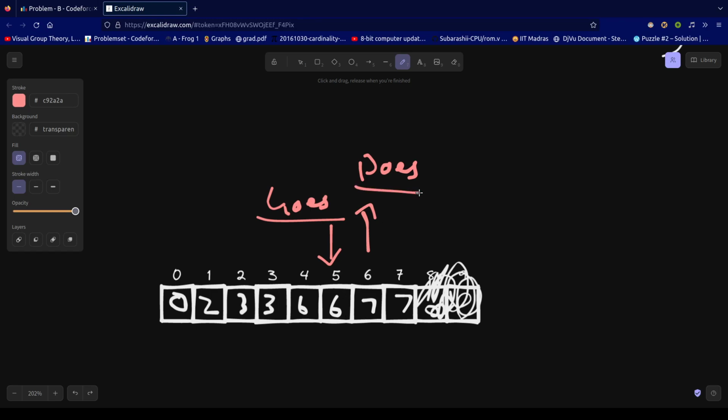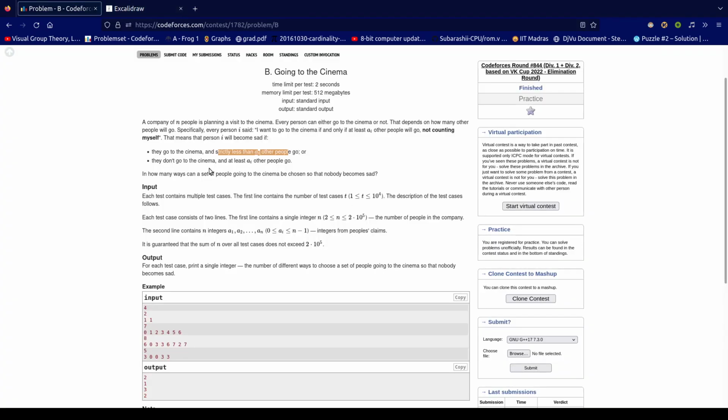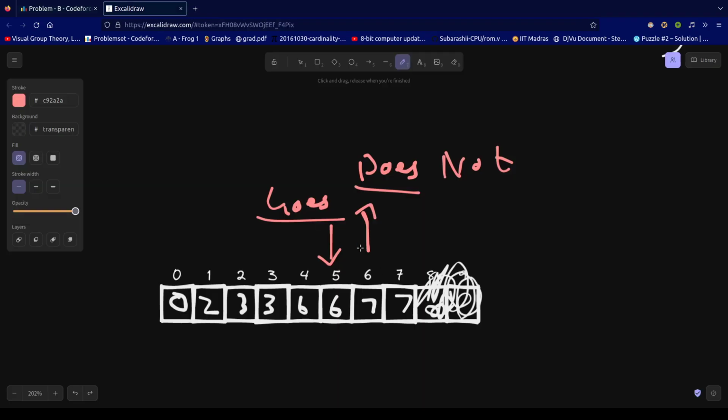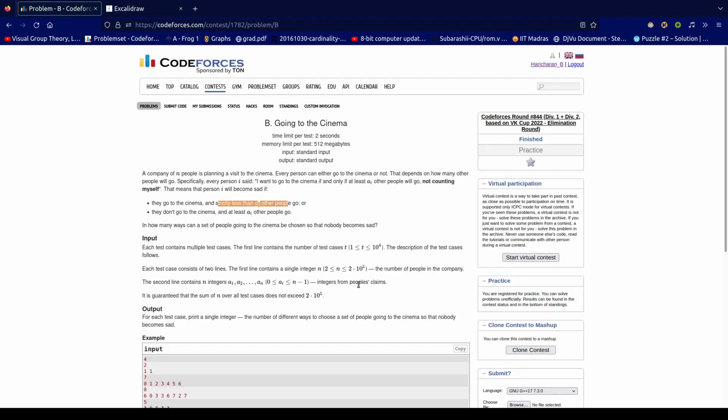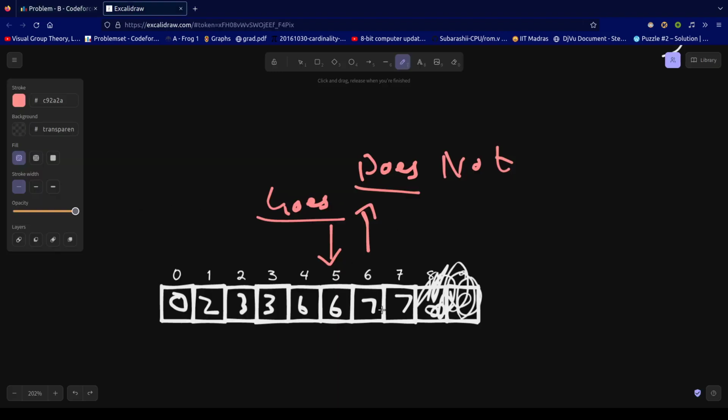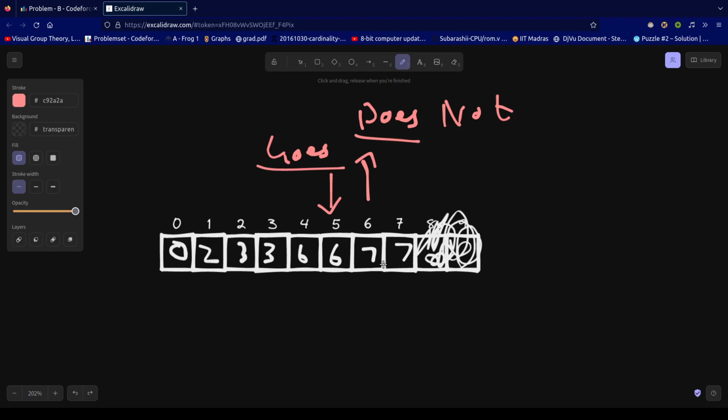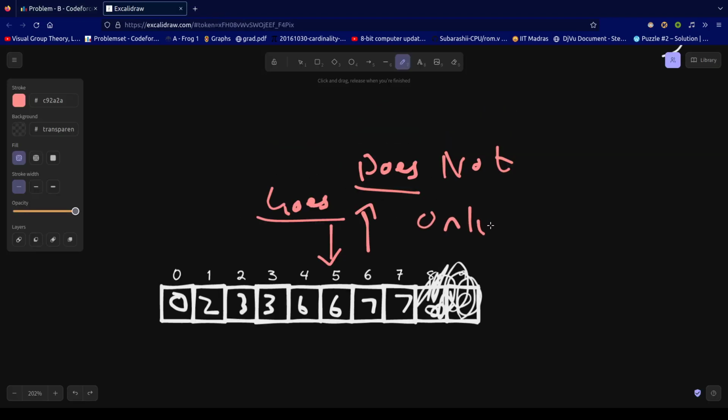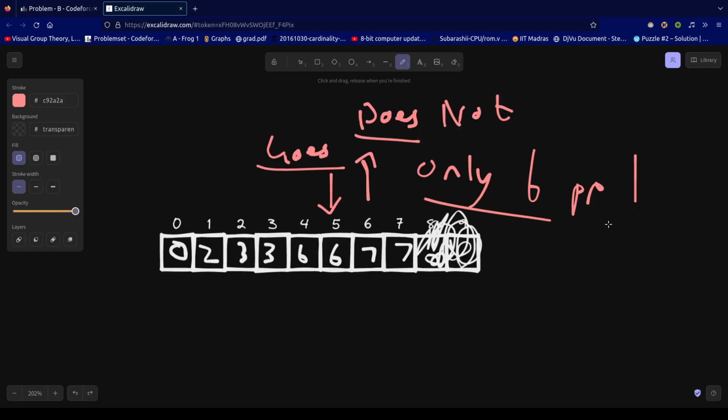Now based on this, say this person goes and this person doesn't go. If this person does not go, that is the person with A value 7, that person doesn't go. Actually he'll become sad if he doesn't go to the cinema and 7 other people go. So this person will be sad if 7 people go. That means only 6 people have to go. So for this particular index, only 6 people have to go.